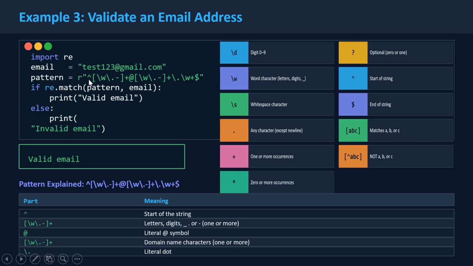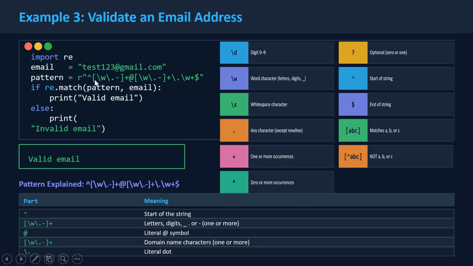So it is saying that at the start of a string, there should be any character. The \w will check the letter, digit, underscore, and the dot will represent any kind of character. That's not a problem, right? So the caret will check the start of the string, and this \w plus checks letter, digit, underscore, one or more occurrences, no problem.